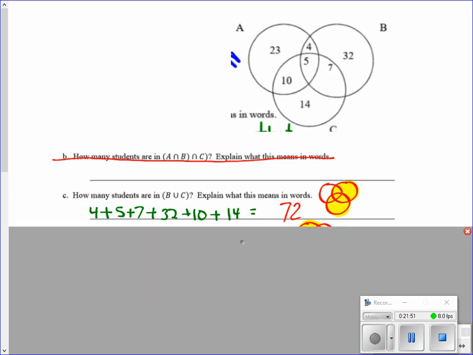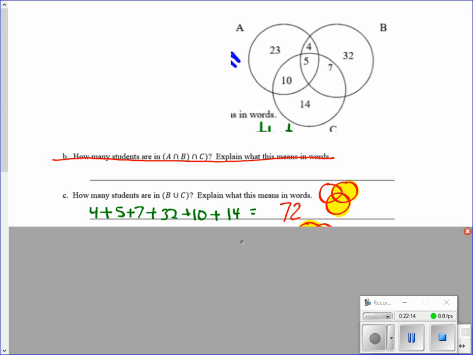All right, for me, I got 72. This is how I got it. I added up all the regions that were in the B region and the C region total. So I got a 4, I got a 5, I got a 7, and a 32. That all came from the B region, my visual perception of B, right? And then I'm going to add to it anything that I haven't covered already in the C region, 10 and 14. Those all add up to 72.